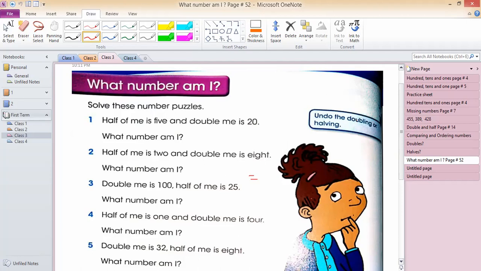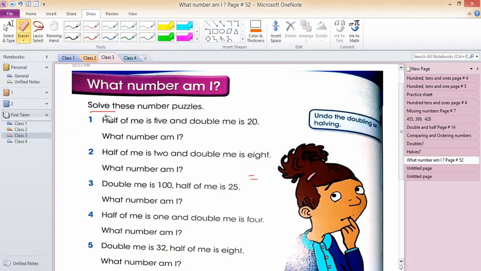Guys, what number in this topic, what number am I? What we have to do, we actually have to solve the number puzzles. And these number puzzles we will solve by using the concept which we have learned in the last topic, double and half. So we have to solve these number puzzles by using the concept of double and half. Okay. So question number 1.